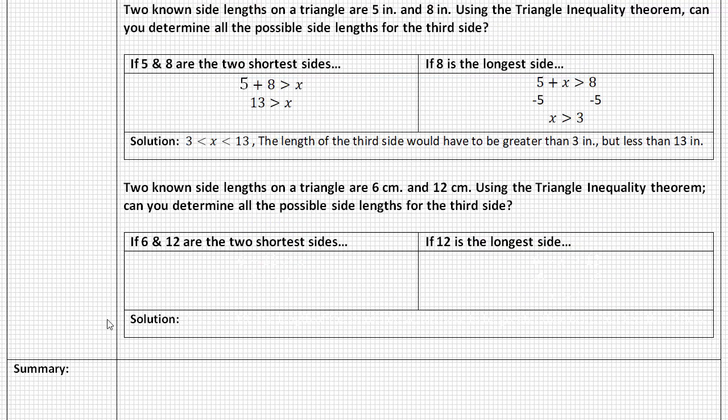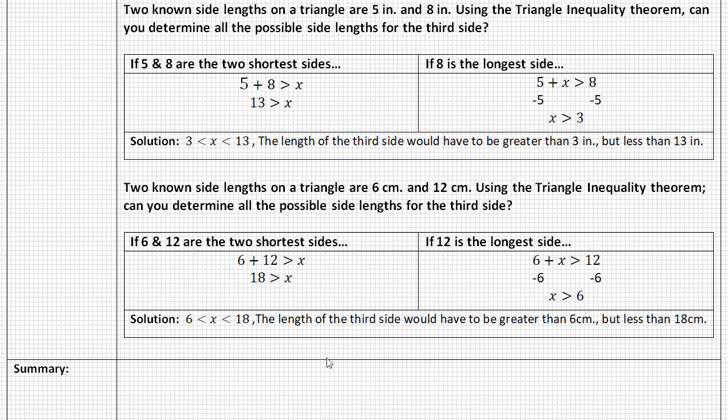Now we know the two known side lengths on a triangle are 6 centimeters and 12 centimeters. Using the triangle inequality theorem, can you determine all the possible side lengths for the third side? So I've given you the setup here, and you have an example to model this one after. Go ahead, pause the video here, and see if you can come up with the solution. Then check back when you're ready to compare your answer.